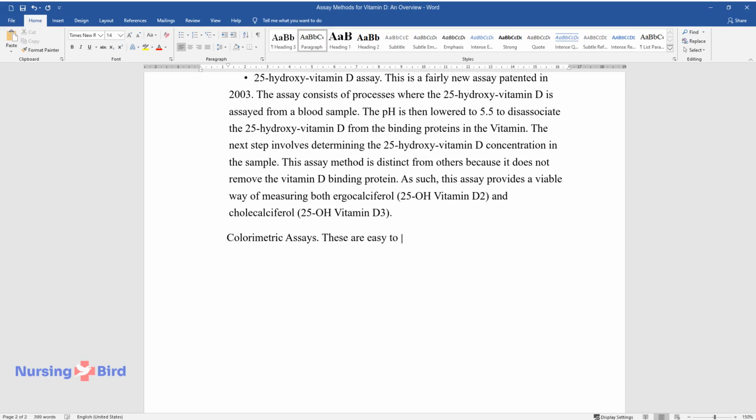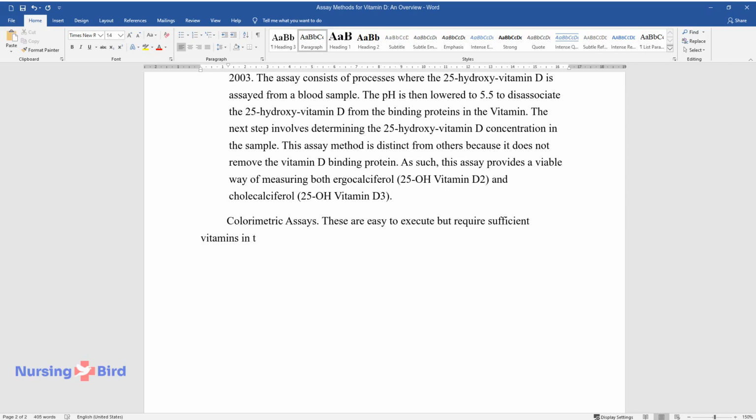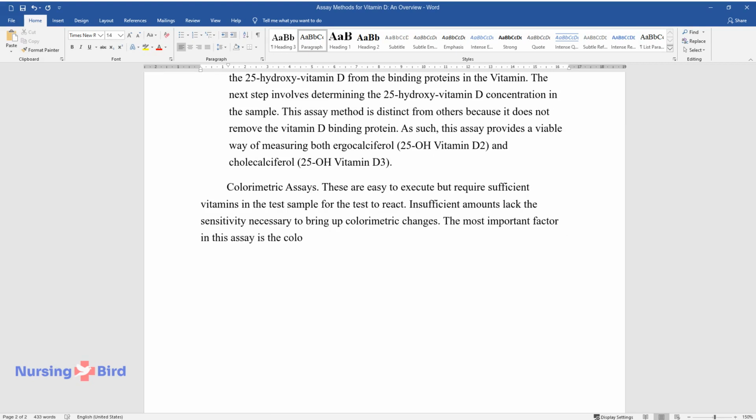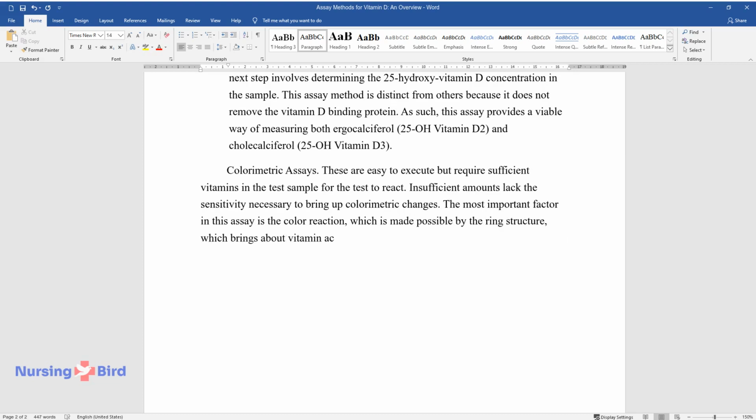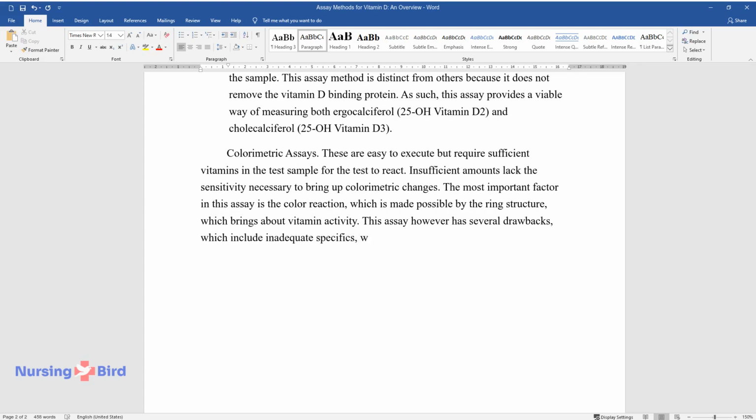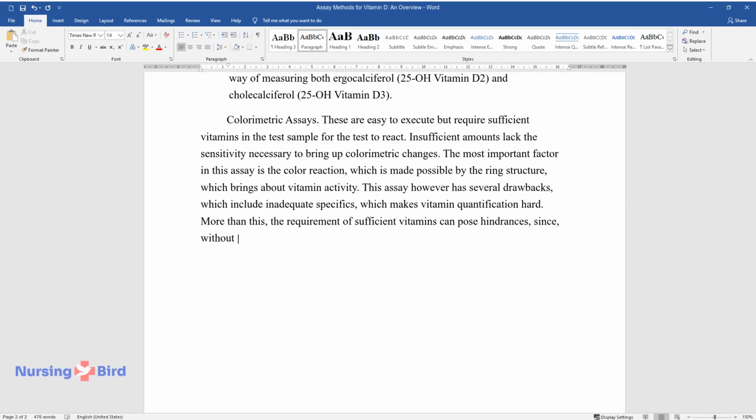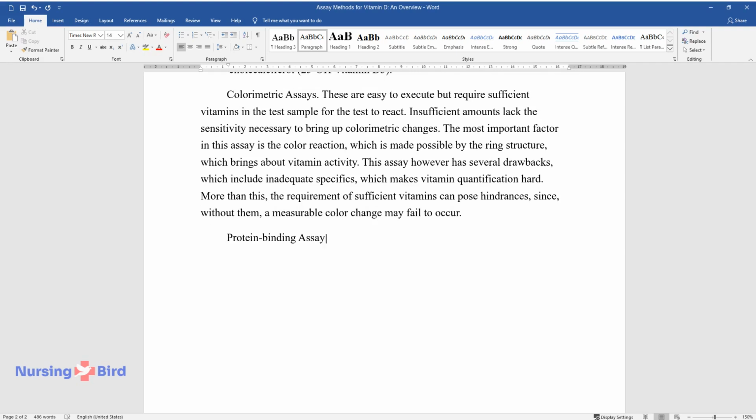Colorimetric assays. These are easy to execute but require sufficient vitamins in the test sample for the test to react. Insufficient amounts lack the sensitivity necessary to bring up colorimetric changes. The most important factor in this assay is the color reaction, which is made possible by the ring structure, which brings about vitamin activity. This assay, however, has several drawbacks, which include inadequate specifics, which makes vitamin quantification hard. More than this, the requirement of sufficient vitamins can pose hindrances, since, without them, a measurable color change may fail to occur.